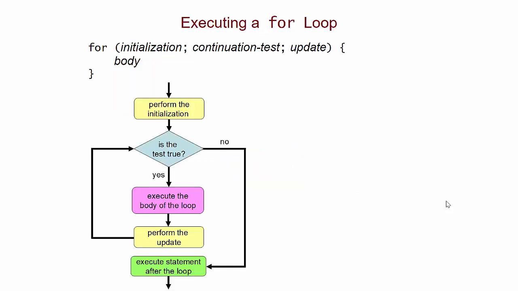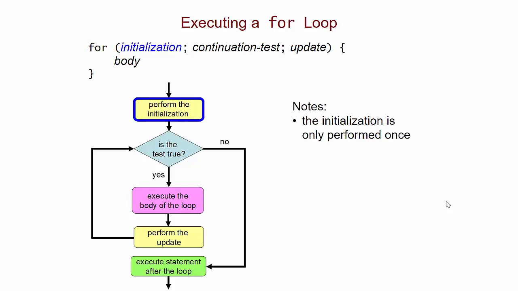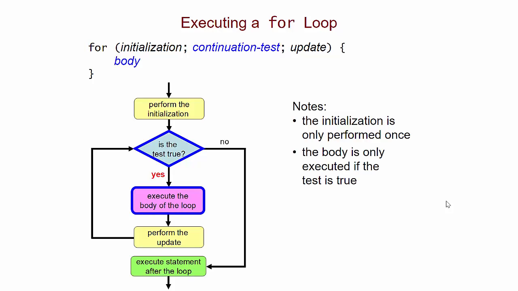So we can see that more clearly by looking at this flowchart. We always start by doing the initialization, and it's only done once at the very beginning of the loop. We then look at our continuation test to see if it's true. If it is, we execute the body once. Then we go and do the update, whatever is in that third component of the header. Then we go back and do the test again.